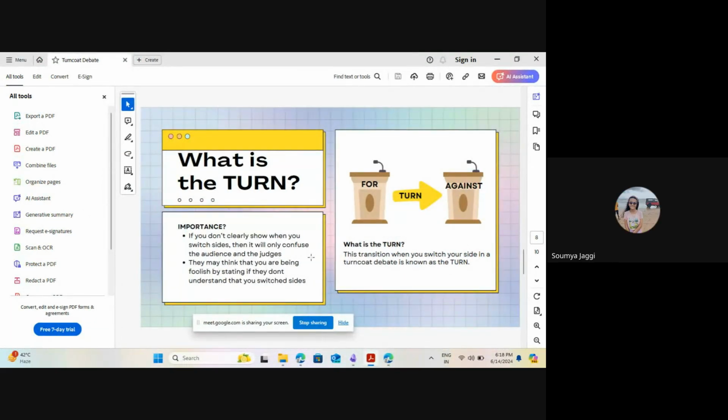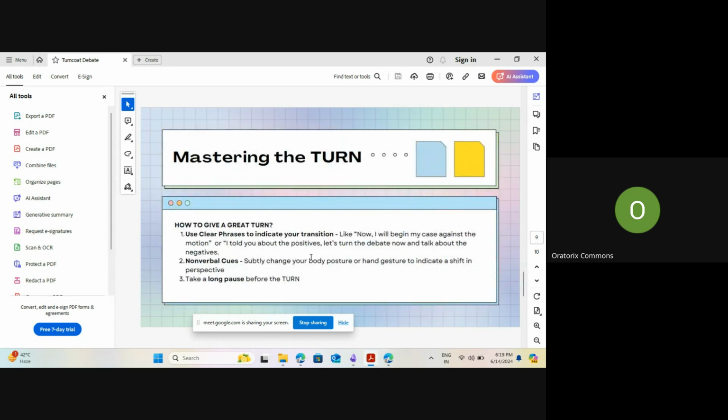Yes, sir. And in turn, you said that we have to give two roadmaps at last. So, how to give roadmap in turn? I'll tell you just before that. So that is why your turn is important. But what is your turn? Your turn is basically that transition when you're switching from for to against. Abhi, to give it, what can you do? You can either use some clear.